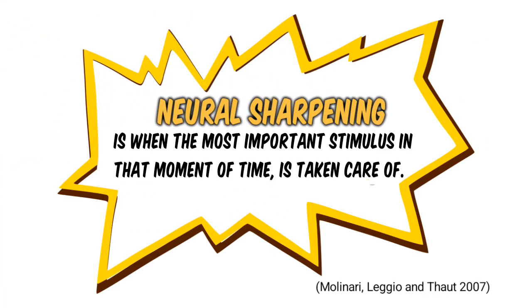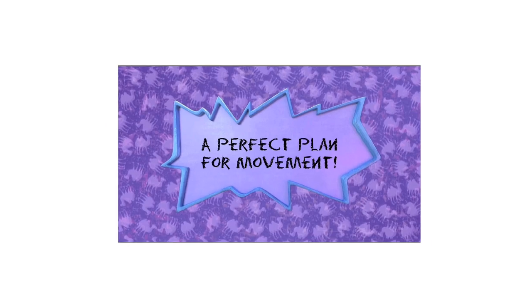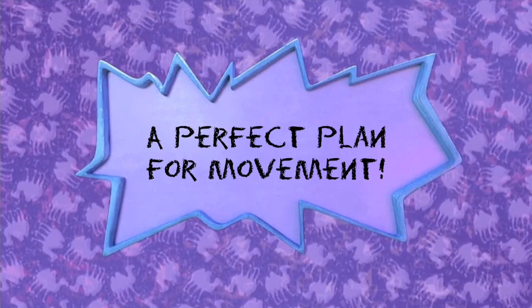Neural sharpening is when the most important stimulus in that moment of time is taken care of, and every signal sent out of the cerebellum has a perfect plan for movement. Not too much and not too little.